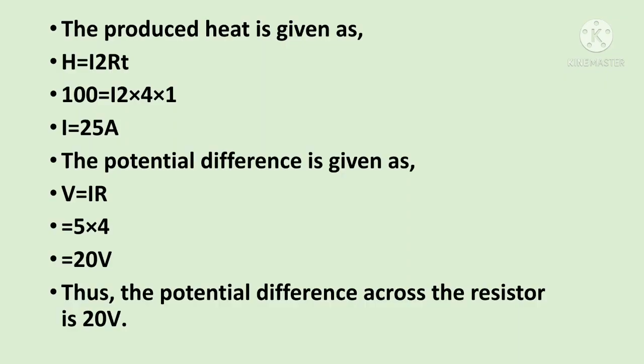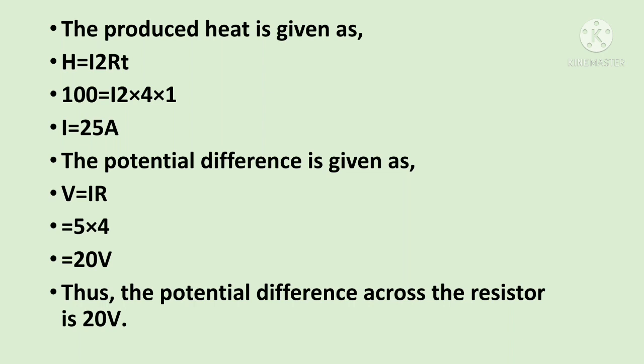So let us calculate. The heat produced is given, that is H is equal to I square RT. Then H is given 100 joule. You are supposed to find the I. Current is not given there, isn't it? So I square you keep as it is, I square into 4, R is 4 ohm, and the time is given 1 second, that is 1. 100 is equal to I square into 4 into 1. So you send this 4 this side, so 100 divided by 4 becomes 25.